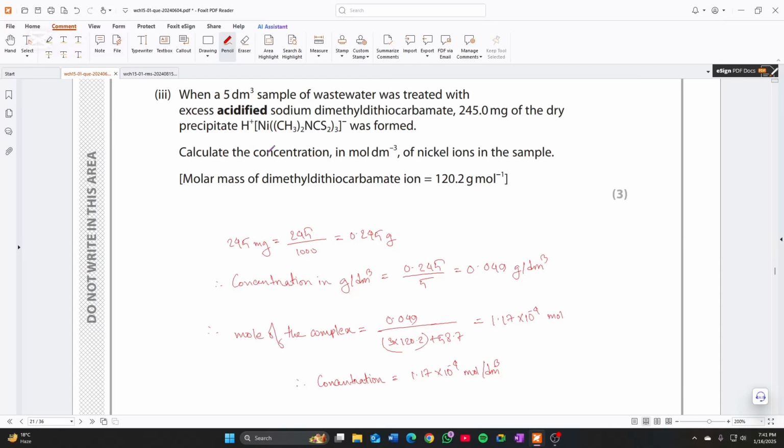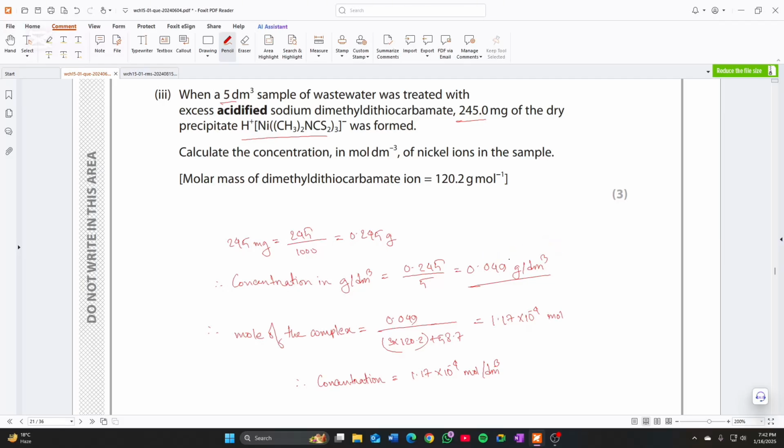Next question says, when a 5 cubic decimeter sample of wastewater was treated with excess acidified sodium dimethyl dithiocarbamate, 245 milligrams of the dry ether precipitate was formed. Calculate the concentration in mole per cubic decimeter of nickel ions in the sample. From this we have the mass of the ligand, so we can calculate its concentration in gram per cubic decimeter. Just convert the milligram to gram and divide it by 5. This is because the initial sample had 5 cubic decimeter, but we need it in 1 cubic decimeter.